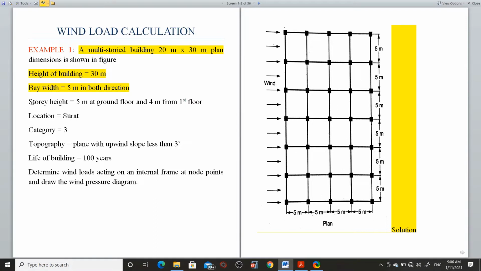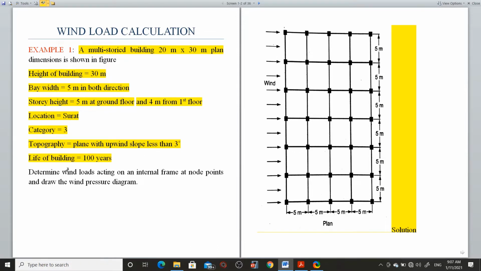Story height is 5 meter at the ground floor and 4 meter at the other floors. That means 5 meter at the ground floor, and above that, the first floor, second floor, third floor, all the floor heights are 4 meter. Right. Now this building is located in Surat and category is 3. Building category is 3. Topography is plane with upwind slope less than 3 degree. Life of building is 100 years.